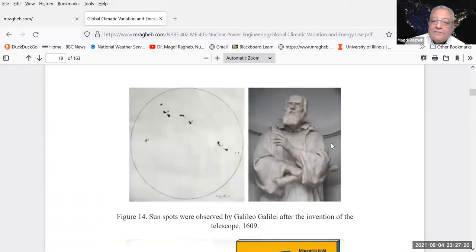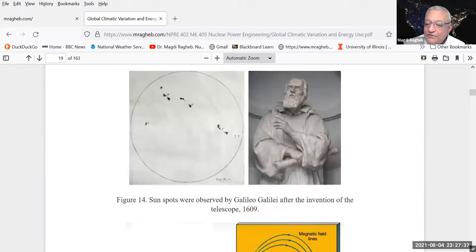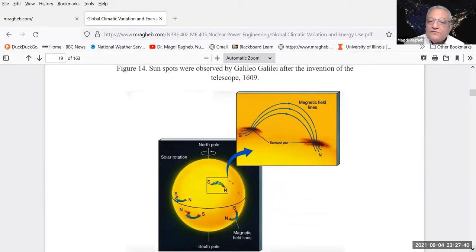Galileo Galilei, remember he invented the telescope, observed the sun in 1609, observed the sunspots. They happen again, you see, in pairs. Very not well-known fact to people. It has to do with the magnetic field of the sun.